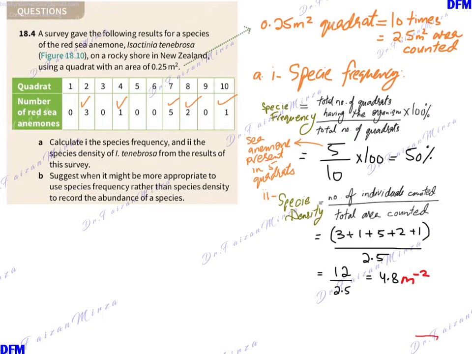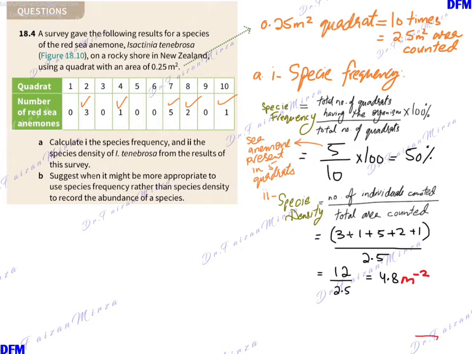So what's the frequency of you coming across this red sea anemone? The species frequency is 5 divided by 10. 5 means the number of quadrats in which the organism was present, divided by the total number of quadrats that you placed. So that's 5 by 10 multiplied by 100. You get a 50% answer here.